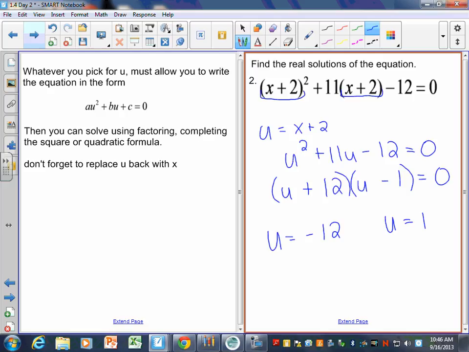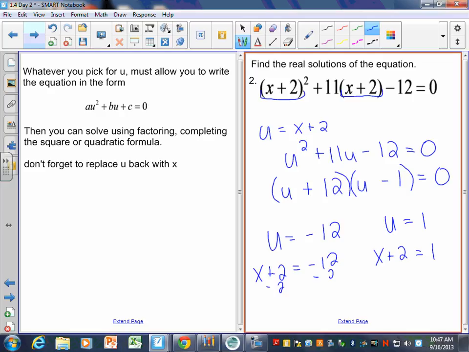The biggest thing I have to say, especially when it comes time for a quiz, is don't forget that this is not your answer. Your answer has to be in terms of x. So your last step is going to be to go back and replace u with what it equals, which in this case is x plus 2. And now you just have 2 little linear equations to solve. You could have FOILed all this out and probably simplified it and worked it out the same way, but using u substitution is probably a faster way of solving that.